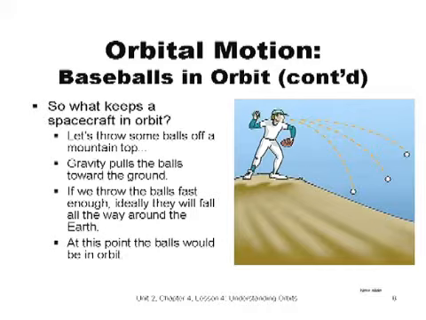In order to be in a circular orbit, the baseball has to have the right horizontal speed or velocity so gravity can actually pull it all the way around Earth. So, if baseballs or spacecraft are thrown fast enough, they will miss the Earth and, ideally, stay in orbit. That's exactly what happens with spacecraft.